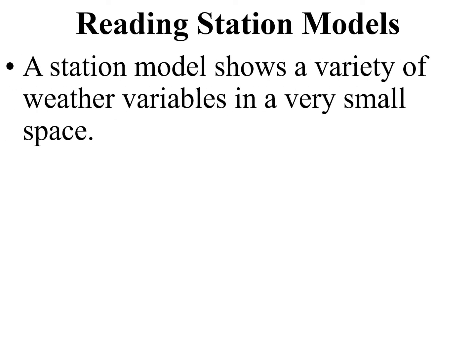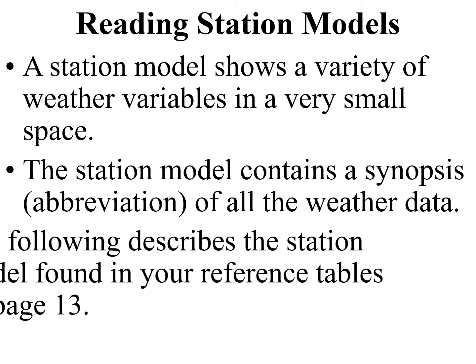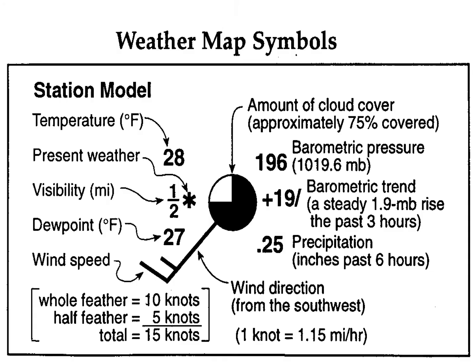So to read station models, the station model is that synopsis. It shows a variety of weather variables in a very small space. A station model contains an abbreviation of all the weather data. This station model describes what you will find on page 13 in your reference tables. So here are the station model symbols that you'd find. Everything is on this page, all put together, really nice and neat. Everything you need here is described for you.